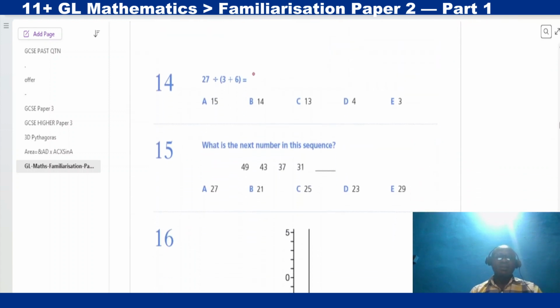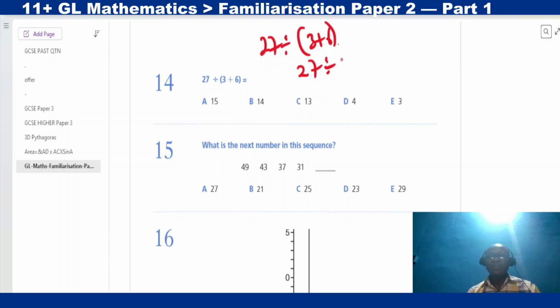Here we are given a BODMAS question. I have 27 divided by 3 plus 6. So we solve the bracket first. That means that 3 plus 6 is 9. When we divide 27 by 9, that is going to give us 3. So option E is correct.